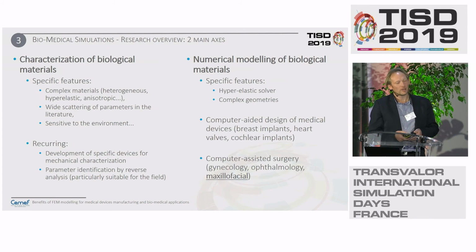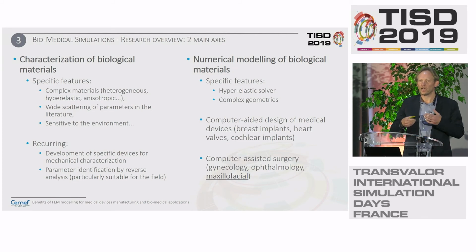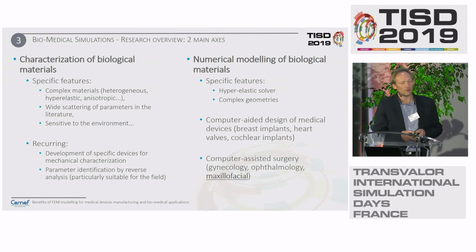We have wide scattering of the parameters in the literature, so when you would like to perform a simulation, it's very difficult to know which of the parameters you have to take. They are also very sensitive to the environment, so it's a huge problem for us. So we generally have to develop our own specific device to make the mechanical characterization of these materials. And often we are performing identification of the material parameters using inverse analysis, which is particularly suitable for this field.